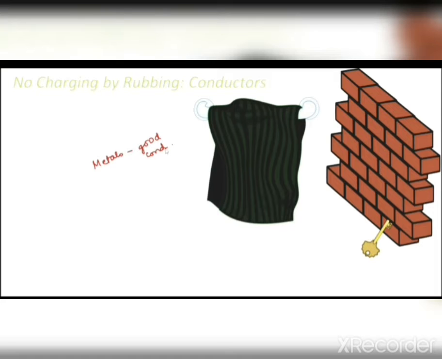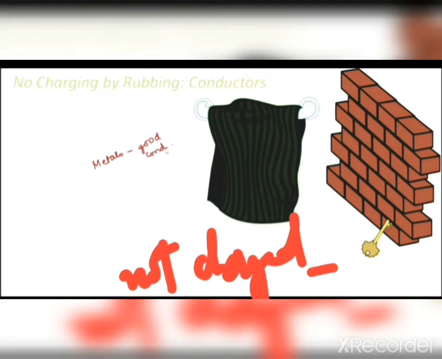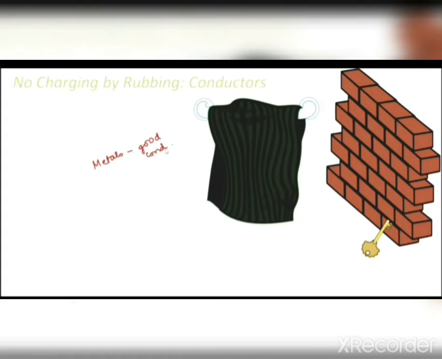Why? Because the key is not electrically charged. And why is it not charged? Because it's made up of metal, which is a good conductor. So what happens in case of a conductor? Good conductors allow easy passage of electricity through them, that is, they allow flow of charges through them. These good conductors also have free mobile electrons, and these mobile electrons act as charge carriers.